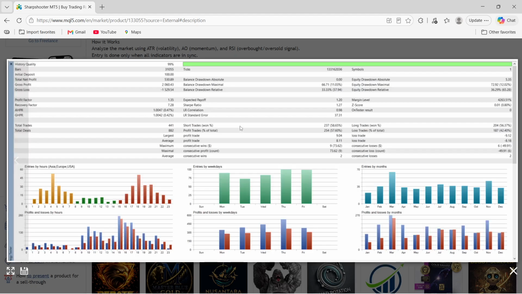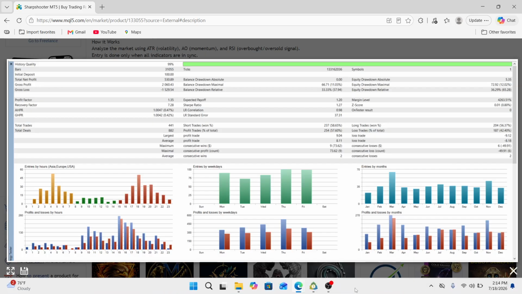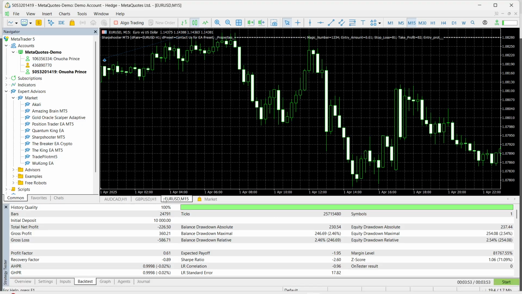minor drawdowns. So for the results here, for his backtest results, for an initial deposit of $100, the total net profit was $530. The profit factor was above 1 at 1.35. The balance drawdown was 11%. Right, so it actually looks quite okay on paper. But let's compare this to my own personal backtest and see how it actually holds up, if it holds true to what the developer actually claims.